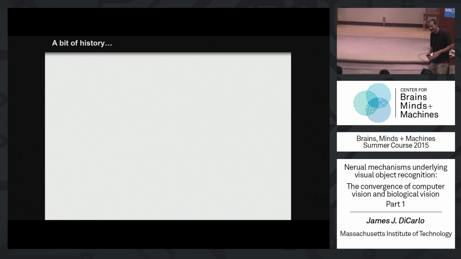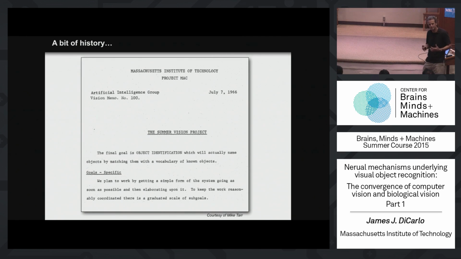So just to connect to that, a little bit of history: where was the field on this problem of visual recognition? I don't know if many of you heard this, but here you are at summer school. There was a summer vision project, it was called, at MIT. I used to think this story was apocryphal. In 1966, there was a project whose final goal was object identification, which would actually name objects by matching the vocabulary of known objects.